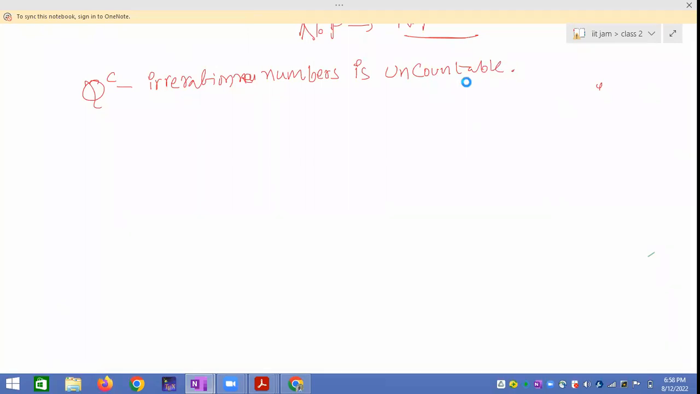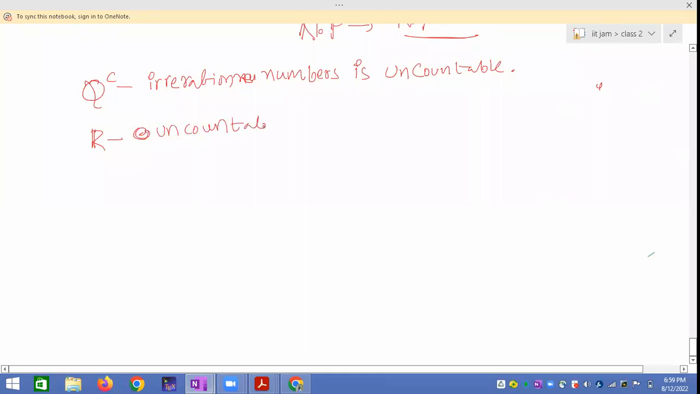Now, Q complement, the set of all irrational numbers, is uncountable. The set of all irrational numbers is uncountable. The set of all real numbers is always uncountable. How to prove Q complement is uncountable?